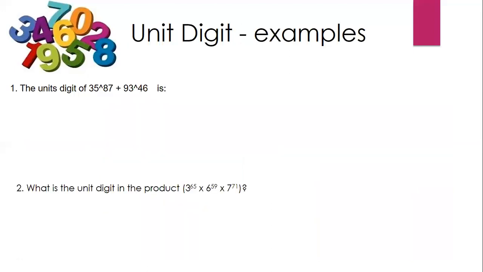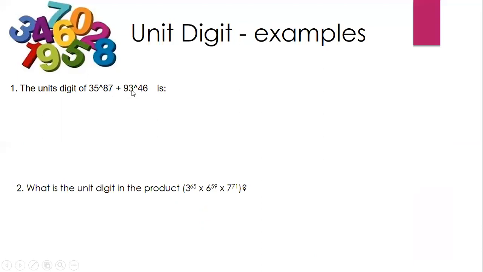So let's see some examples. Here, what is the unit digit of 35 power 87 plus 93 power 46? First here, it is very simple. For 35, we have unit digit 5. 5 power anything will always be 5. So here this unit digit is 5.